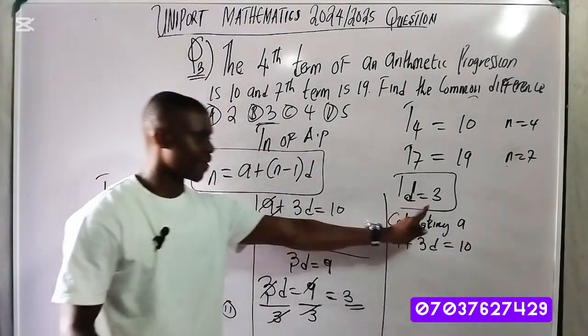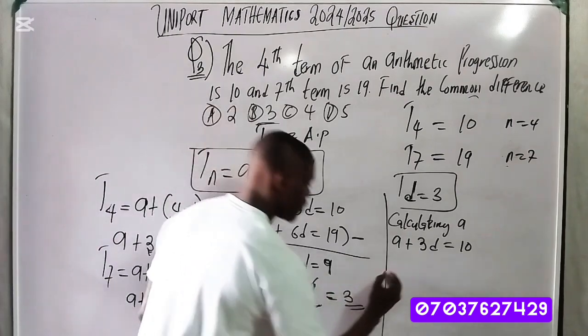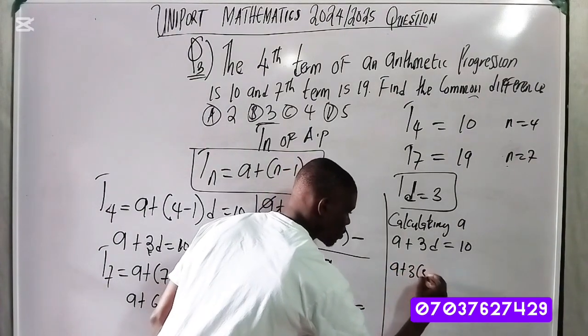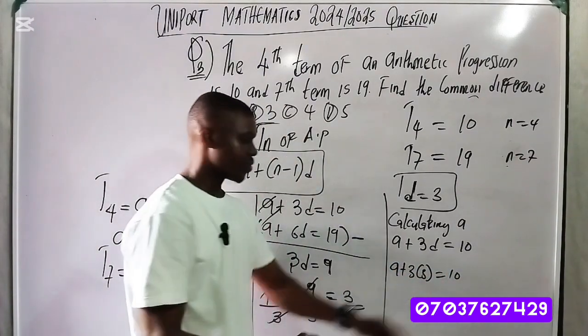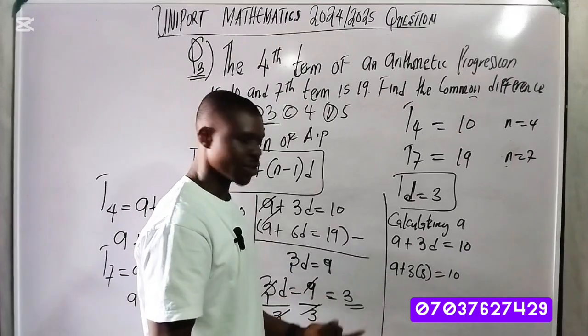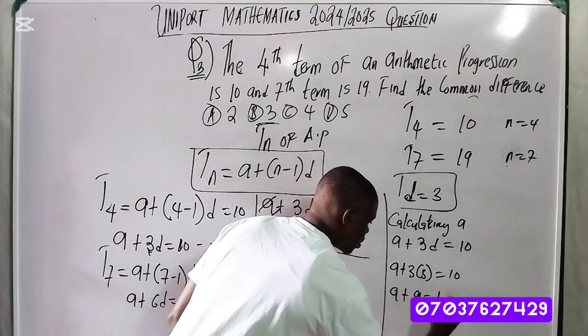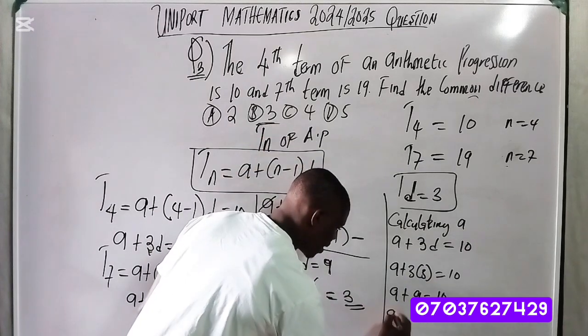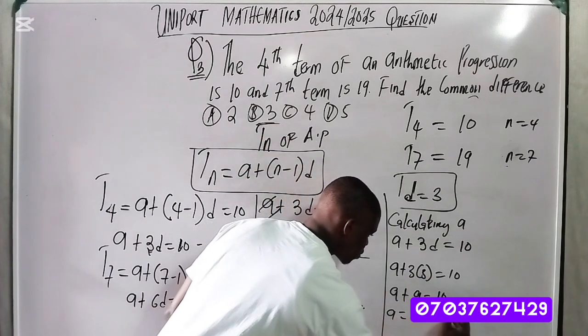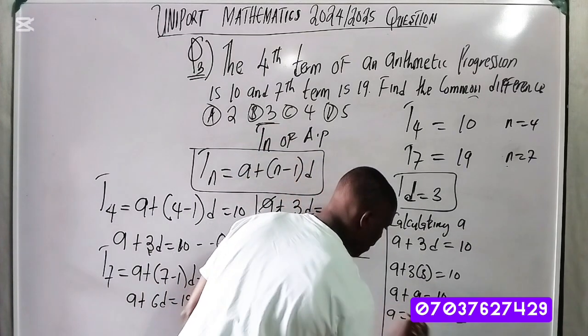Now since my common difference is 3, it's going to be A plus 3 times 3 equals 10. 3 times 3 is 9. So here we have A plus 9 equals 10. Move it to that side: we have A equals 10 minus 9, which equals 1.